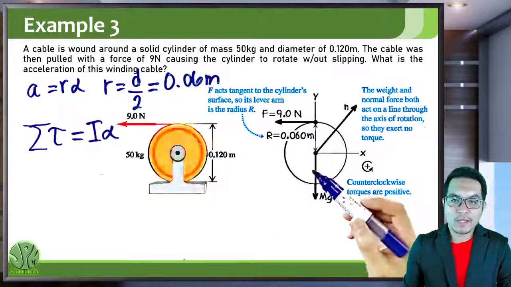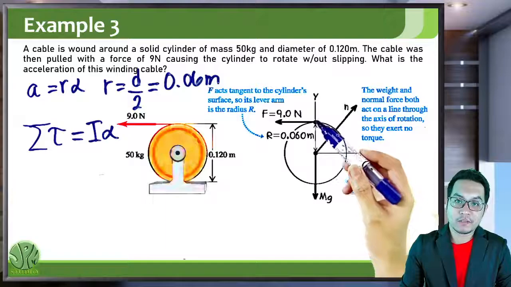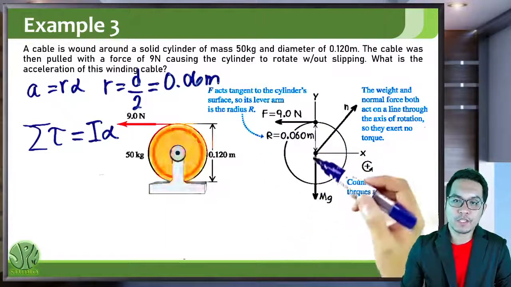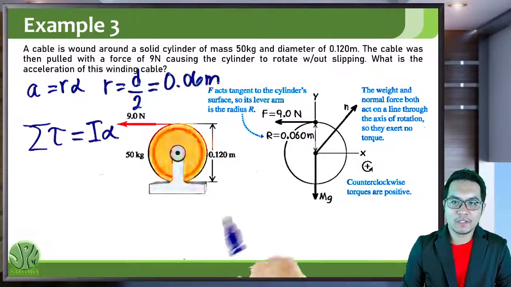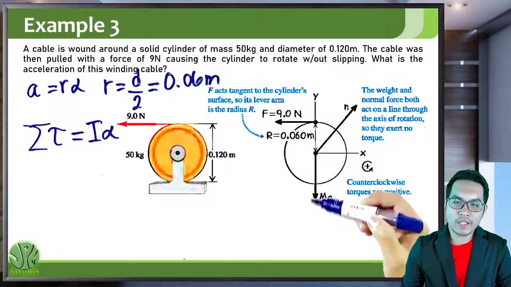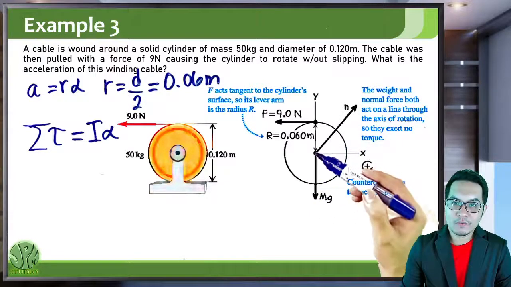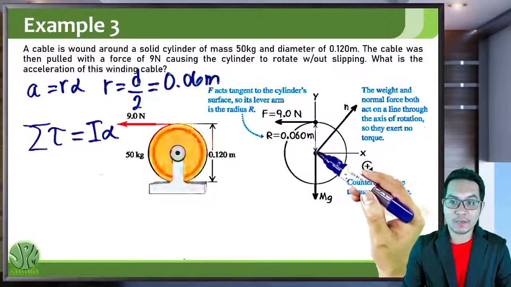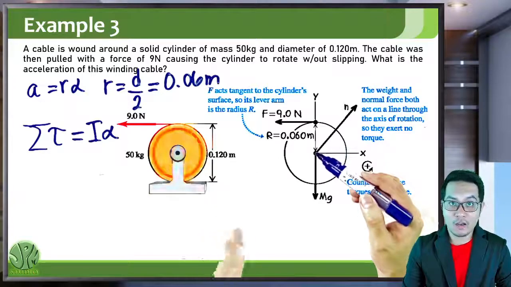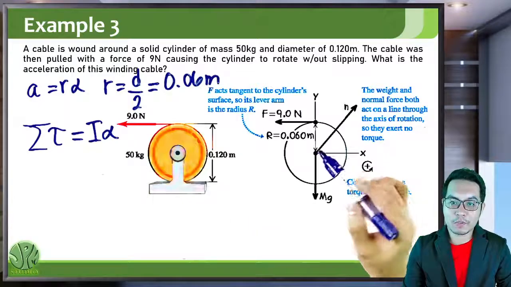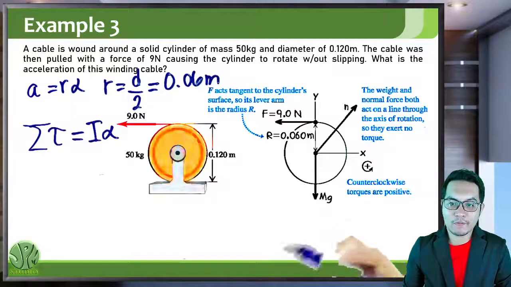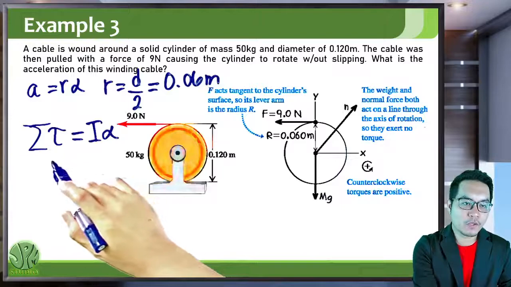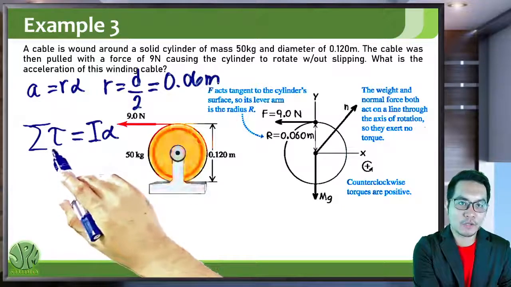If you will notice, there are three forces acting on the cylinder. The force that you use to pull, 9 newtons, and then there's the normal force, and then there's the weight. But take note, the normal force and the weight act at the center of the cylinder, at r equal to 0, meaning they have no contribution to the torque, because the formula for torque is r F sine theta. So r is equal to 0 at the center. They're acting at the axis of rotation, so they don't have a contribution to the torque.